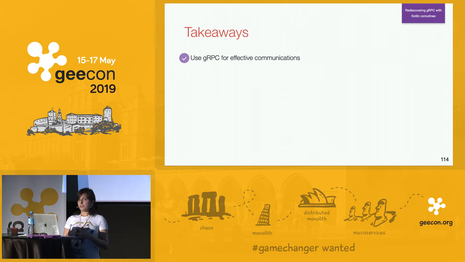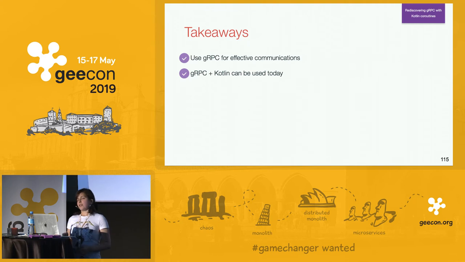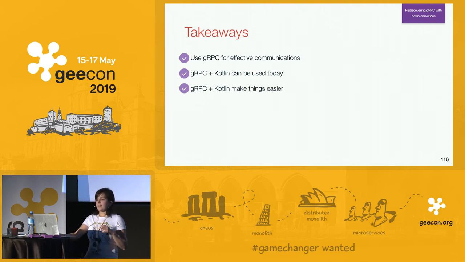First of all, it doesn't matter if you use Kotlin, Java, Go, or any other language, but if you want to have effective communication, you can probably use gRPC and you can look into it. Another takeaway is that gRPC plus Kotlin can be used today. If you are bound to gRPC Java, you can use it with gRPC Java. If you are not, you can try some exotic libraries. And gRPC plus Kotlin makes things easier.